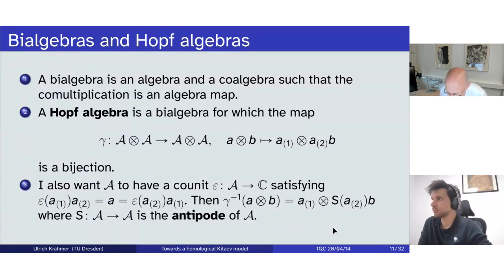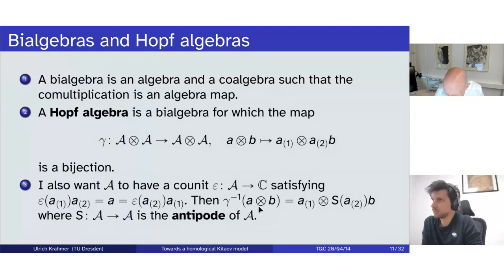Yes. Because you said in your third bullet point you mentioned S is the antipode, but is that given or is that determined from gamma? No, this follows. So the theorem is: if this map gamma is a bijection, then there exists a unique linear map S from A to A such that the inverse of gamma looks like this.